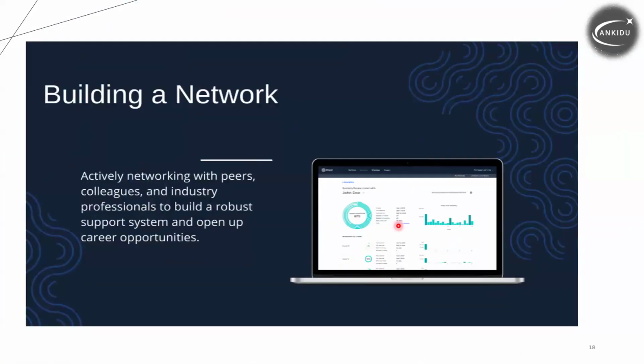Okay, building a network. So you are not alone. There are a lot of people in this environment, I mean, the oil and gas industry. So you need to know your peers. How can you actively network with peers, so colleagues and industry professionals? By building this network, you can open up career opportunities.